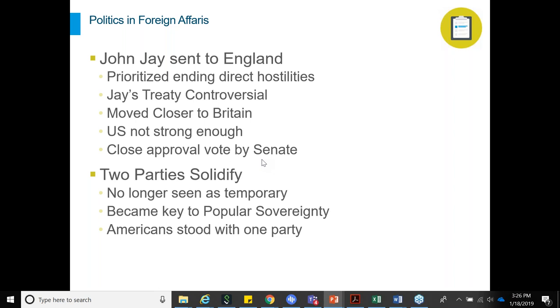And just like today, most Americans were standing with one party or the other and voted for one party or another. Thinking about today, Democrats vote for Democrats. Republicans vote for Republicans. Back in the 1790s, Federalists voted for Federalists. Democratic Republicans voted for Democratic Republicans.